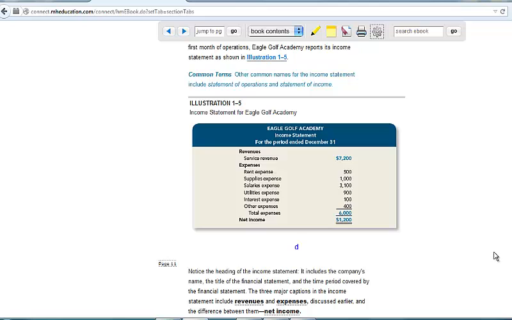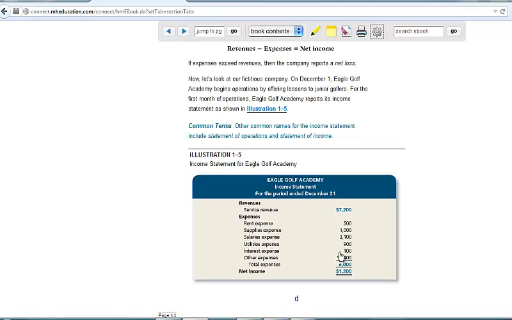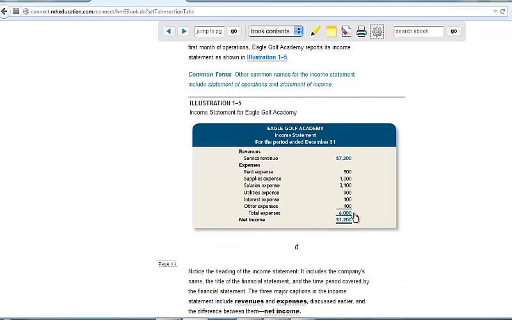So on your income statement, you're only going to list your revenue accounts and your expense accounts. Note, for Eagle Golf Academy, we had service revenue. We're going to list that as $7,200. And then we have all of our expenses that we list individually and get our total expenses.